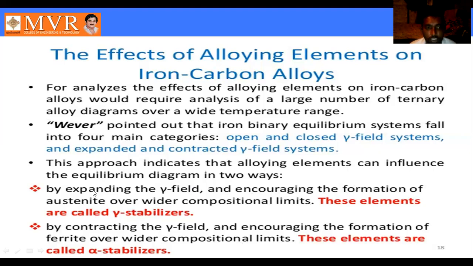So here, expanding the gamma field. Coming to here, contracting the gamma field and encouraging the formation of ferrite. But here, encouraging the formation of austenite. So this one we can call the gamma stabilizer, and this one we can call the alpha stabilizer. So these are the effects of the alloying elements on iron carbon alloys. So it is our overall topic about the third unit. It is the last topic for the third unit.